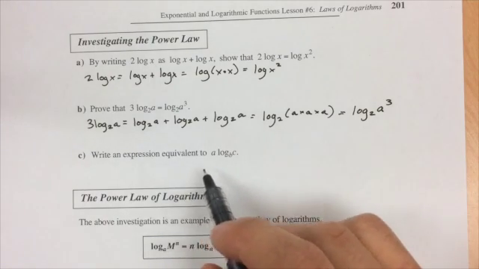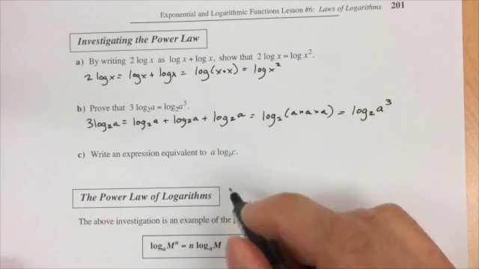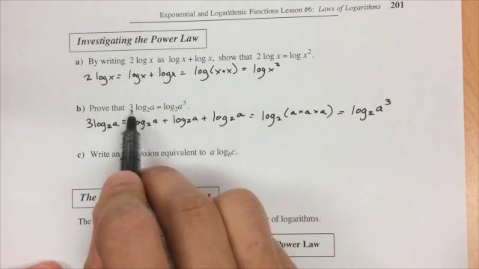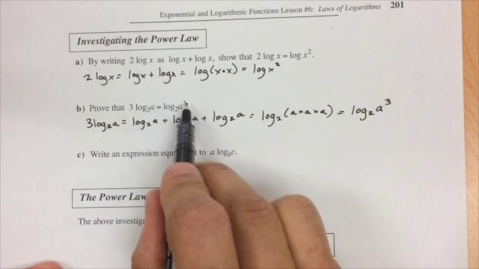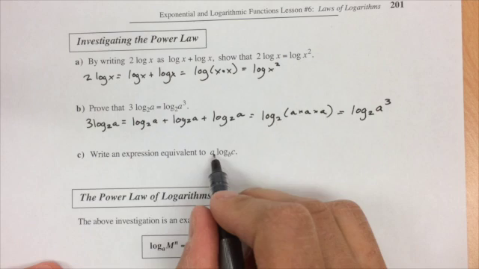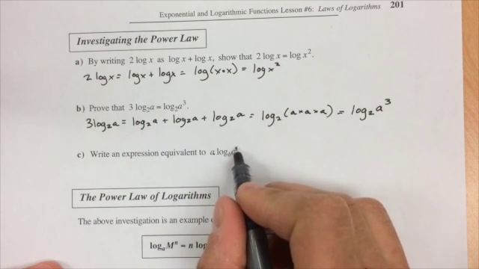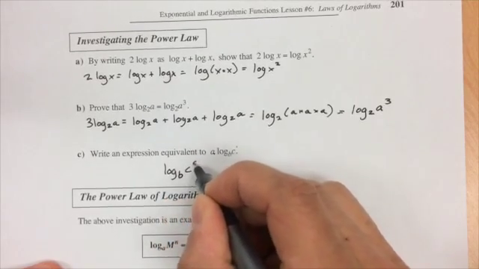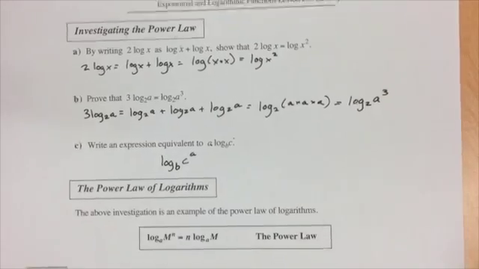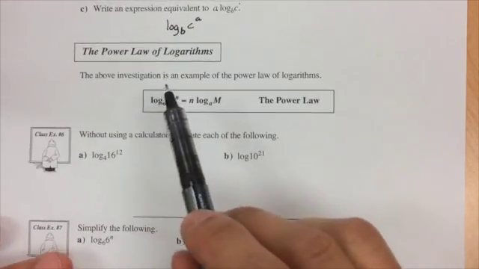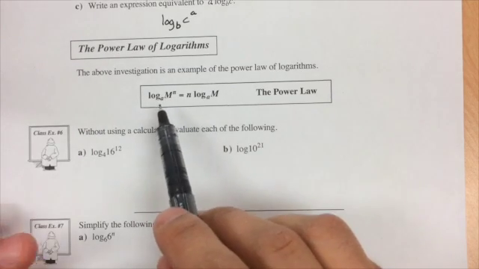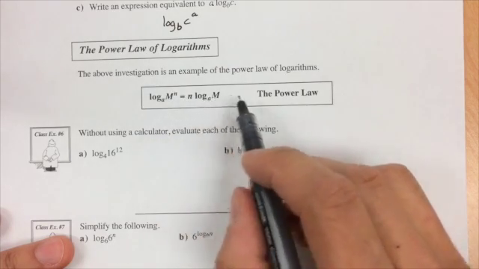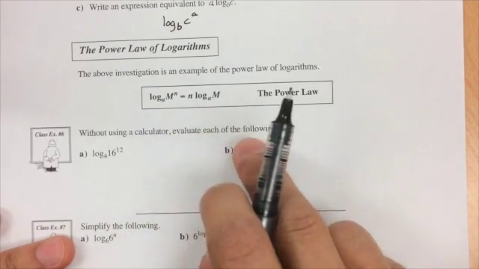Now we want to write an expression equivalent to a log b of c. Well, if I were to rewrite this as an expression, just like I did over here, remember that this 3 became an exponent on my a, and so this a must become an exponent on my c if I follow the same logic. Log b of c to the power of a. So with the power law, it follows this rule: log a of your argument m to the power of n is equal to n log a of m. So without using a calculator, we want to evaluate each of the following.